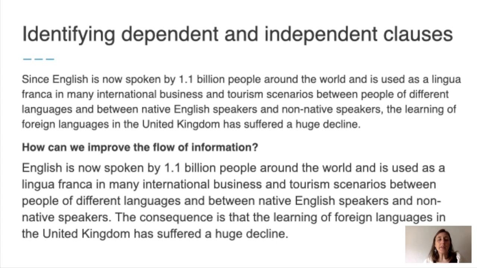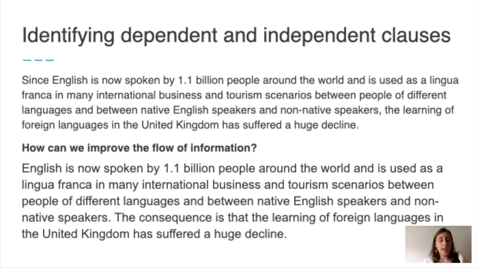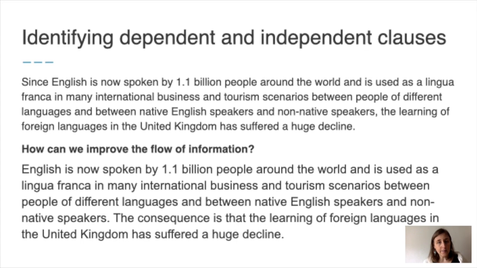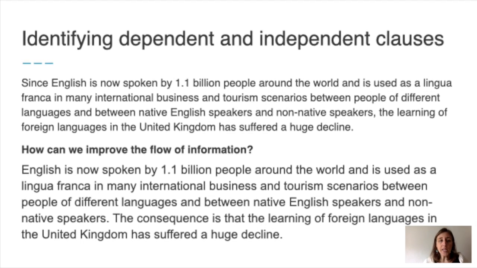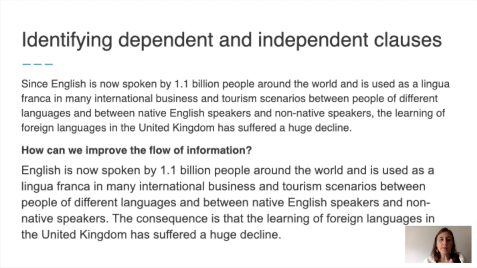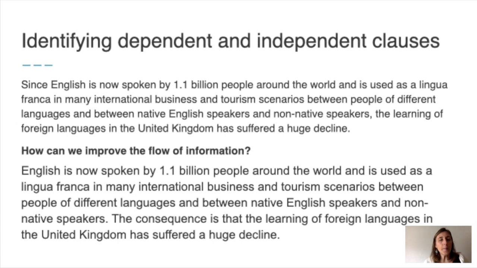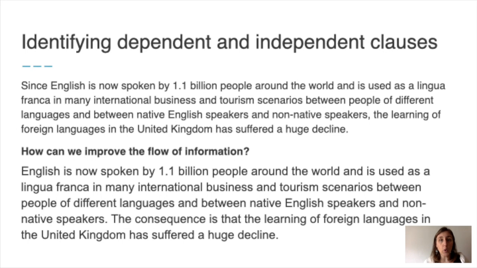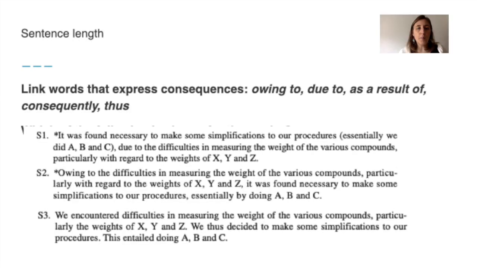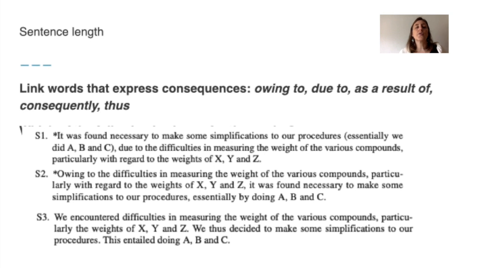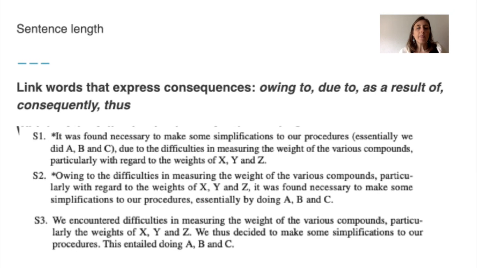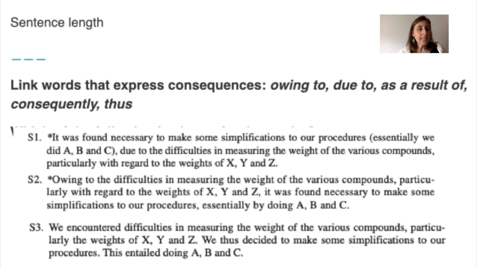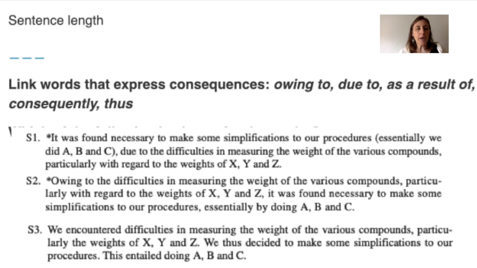Remember that whenever there is a verb, there is a clause. And an independent clause works as a full sentence. A dependent one may be the first part. For instance, "since English is now spoken by blah blah blah around the world", and that is just one clause, right? There are more linking words, in this case to express consequence. Here, pay attention to the star, okay, because that means that the sentence is not grammatically correct.